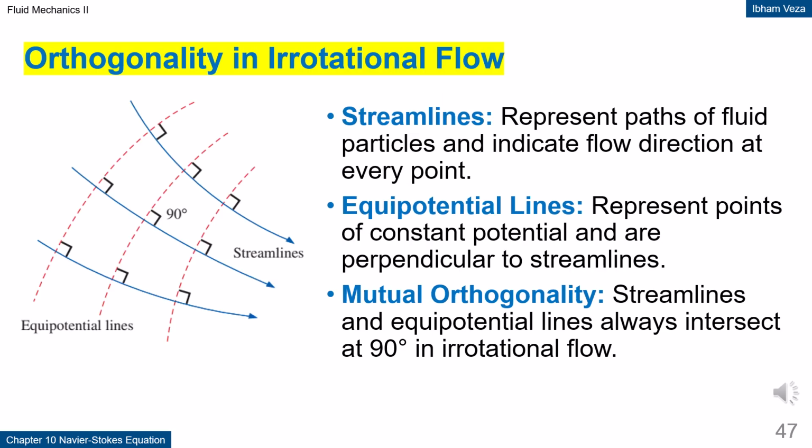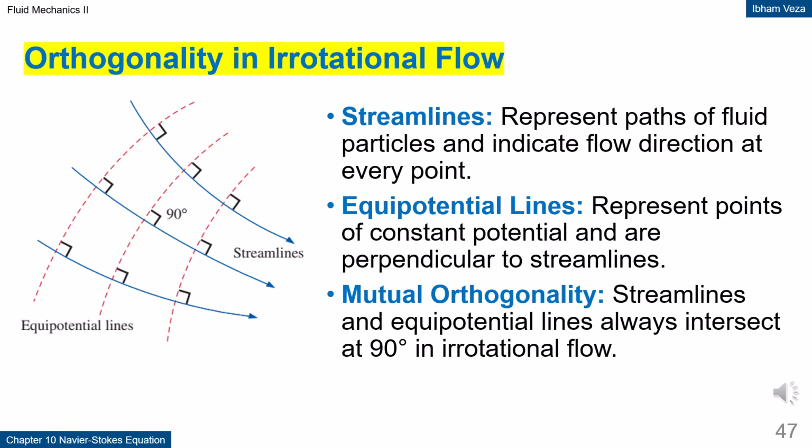Orthogonality in irrotational flow. In irrotational flow, streamlines and equipotential lines are always perpendicular to each other. Streamlines show the direction of fluid particle motion, while equipotential lines represent constant potential values. This orthogonal relationship is a characteristic feature of potential flow. This pattern makes it easier to visualize the structure of the flow field.